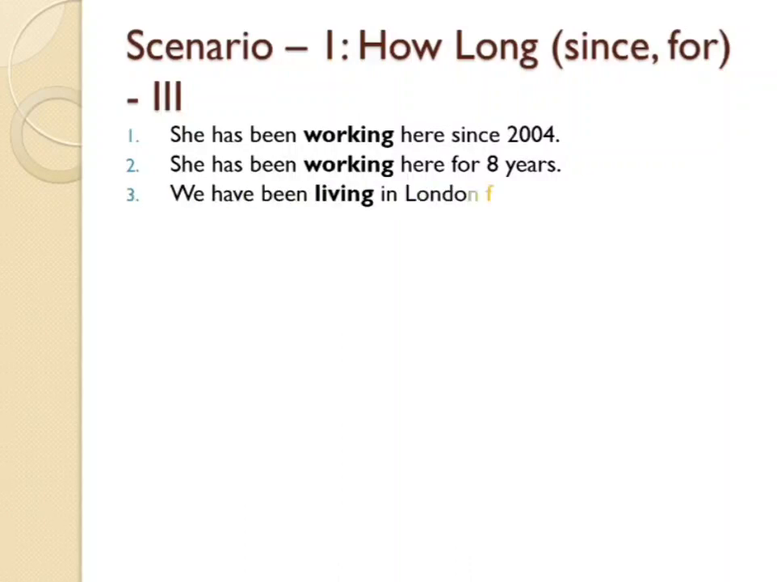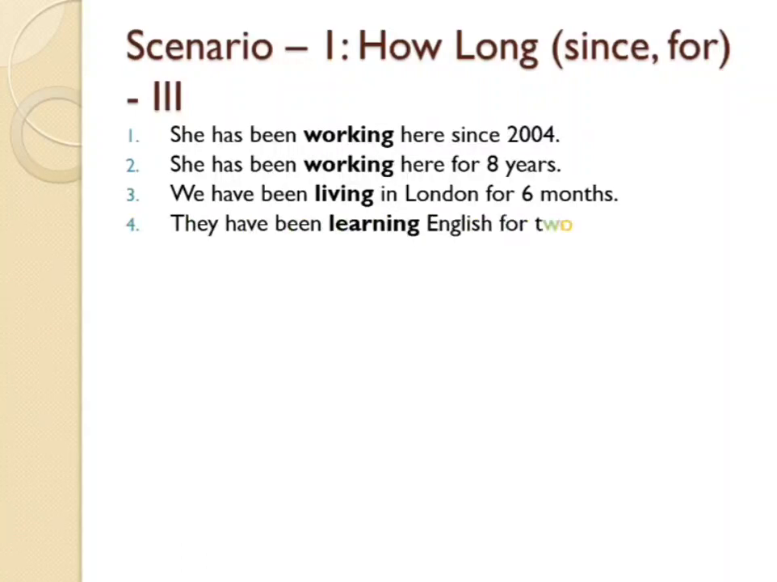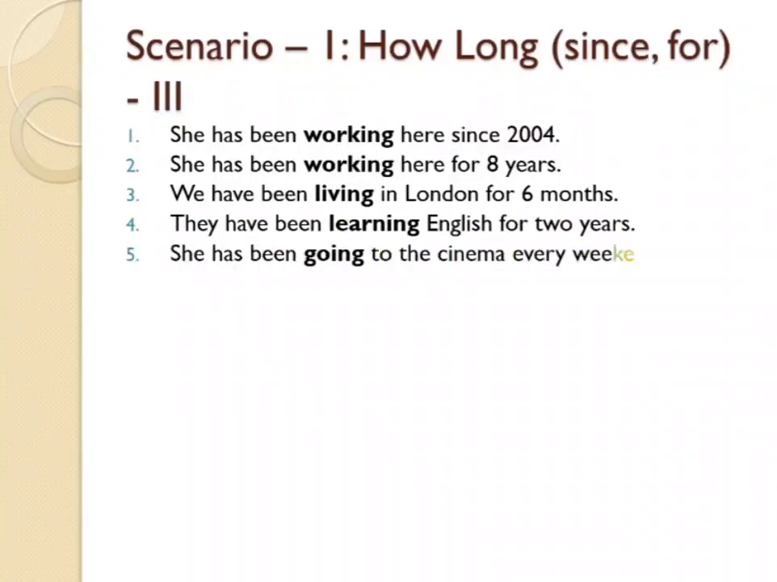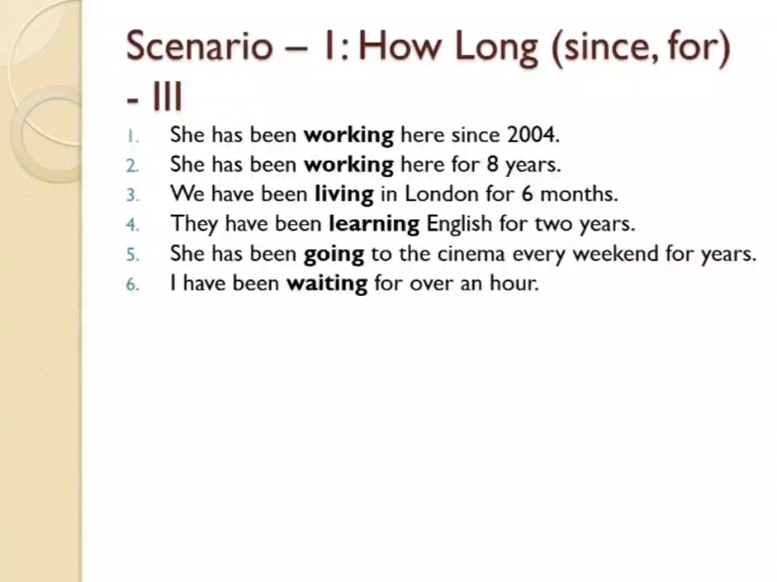We have been living in London for 6 months. They have been learning English for 2 years. She has been going to the cinema every weekend for years. I have been waiting for over an hour. It has been snowing since 8 am.